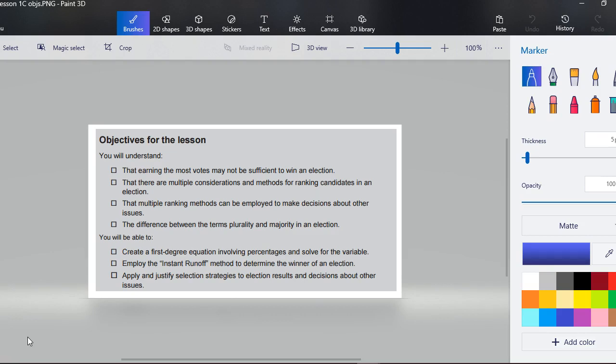We'll also, in this lesson, create a first-degree equation. We're going to talk about percentages, and we're going to solve for variables. Those are some things you might want to consider underlining. The next to the last bullet, we're going to do a concept called instant runoff. And that is something you'll need to know what it means and how to find that. Again, we're getting ready with our concepts building up to the first test. And finally, what we're going to learn in this lesson are how to apply and justify selection strategies. What are you going to use in your election? Let's continue reading down the page.